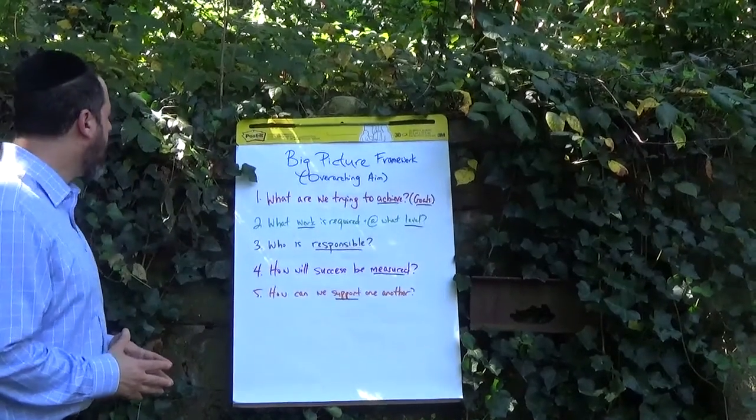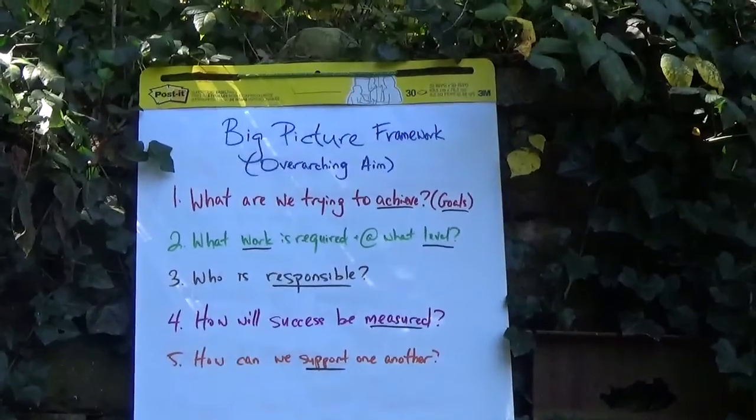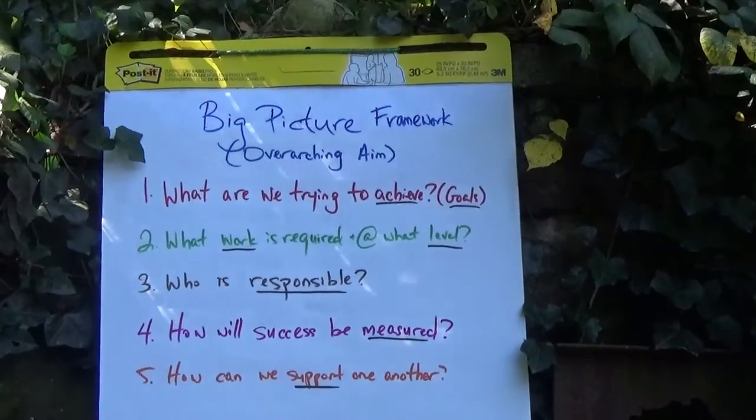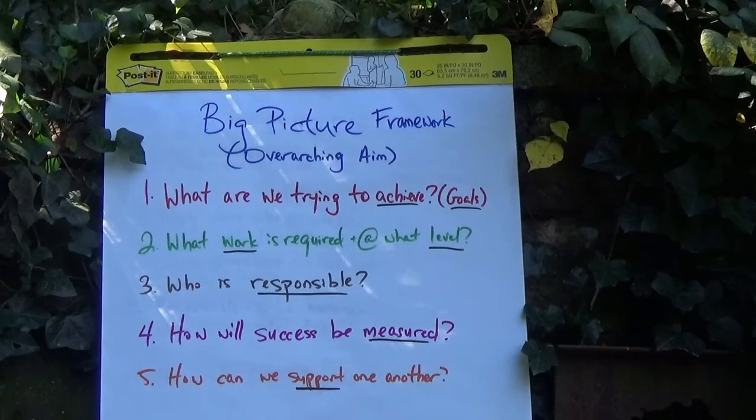The big picture framework is ultimately understood by answering these 5 questions. Number 1, what are we trying to achieve? What are our primary goals and objectives? Number 2, what work is required in order to achieve our goals and at what level of performance? You always want to be able to establish a standard at which this activity occurs.